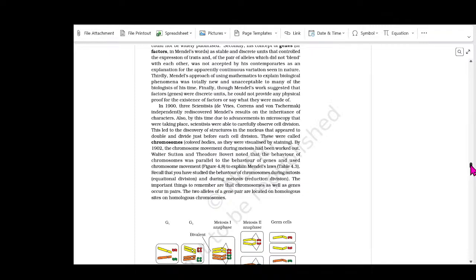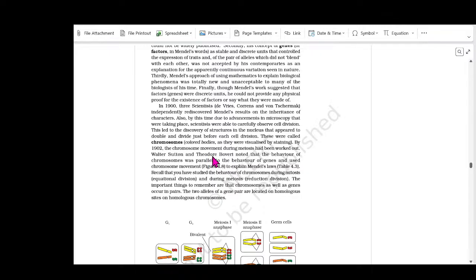In 1900, three scientists, De Vries, Correns, and von Tschermak, independently rediscovered Mendel's results on the inheritance of characters. Also, by this time, due to advancements in microscopy, scientists were able to carefully observe cell division. This led to the discovery of structures in the nucleus that appear to double and divide just before each cell division. These were called chromosomes or colored bodies as they were visualized by staining. By 1902, the chromosome movement during meiosis had been worked out.